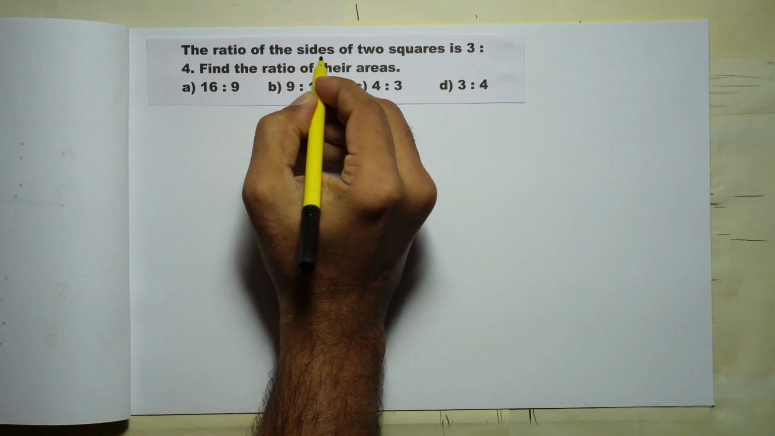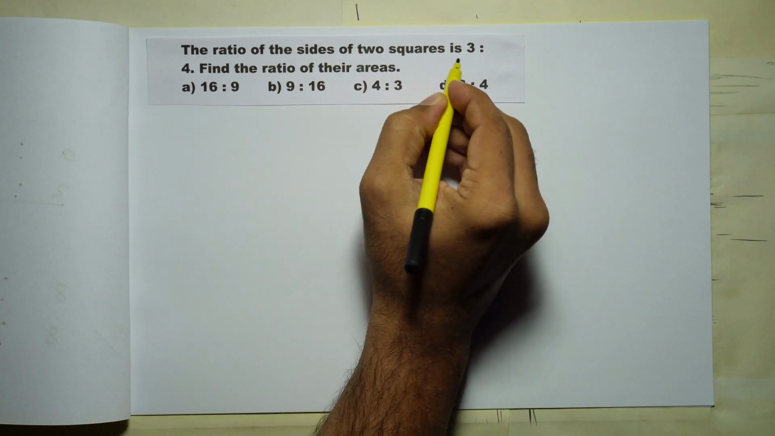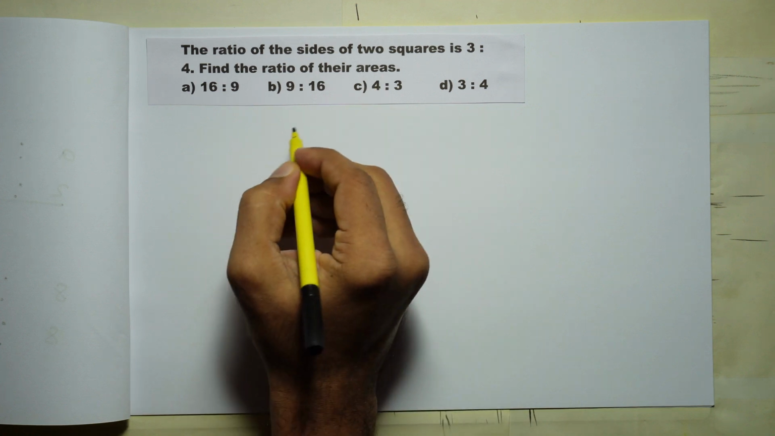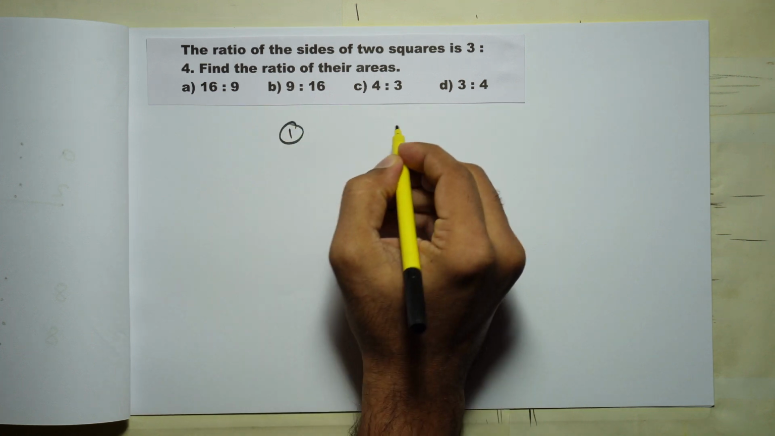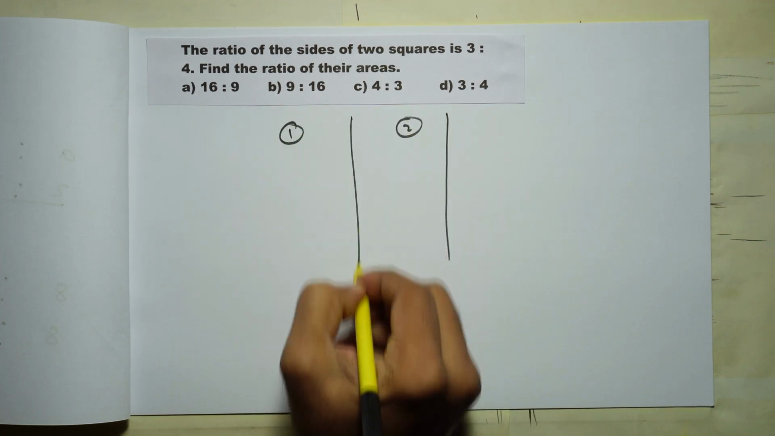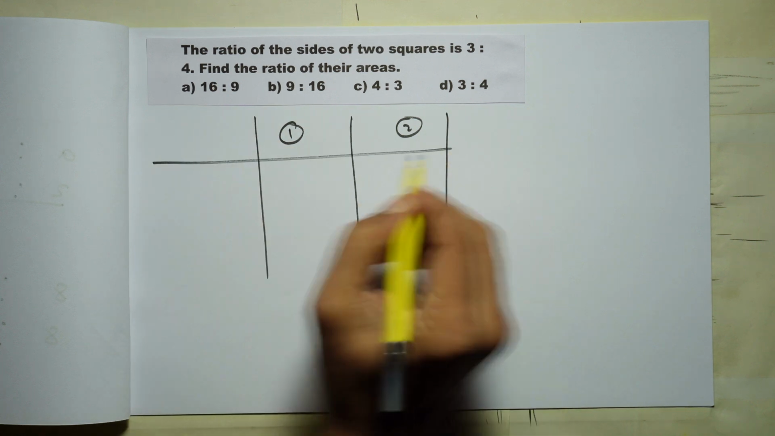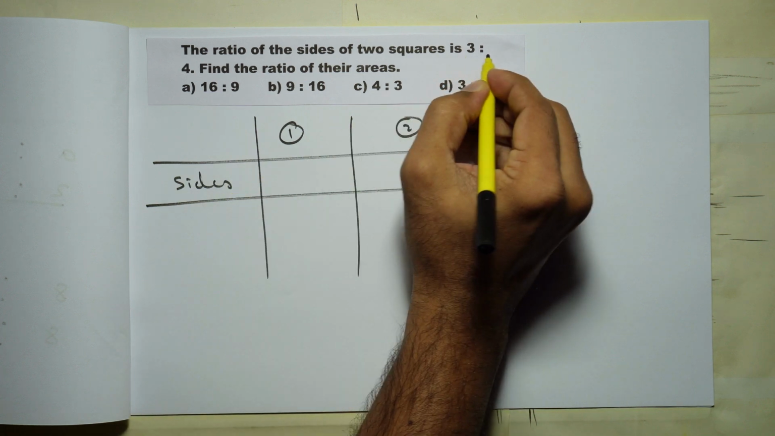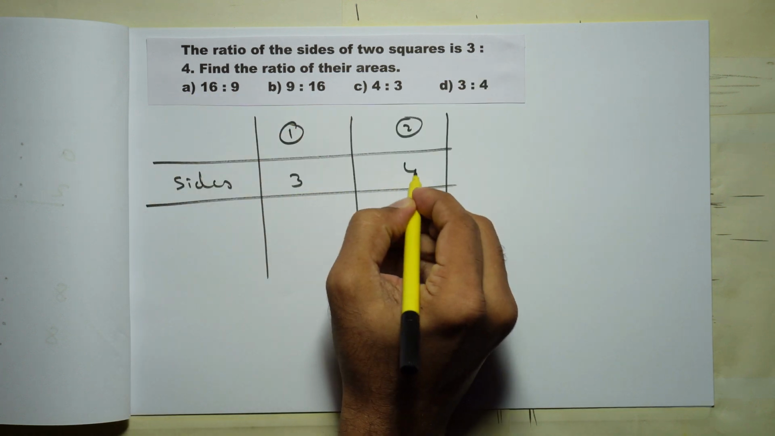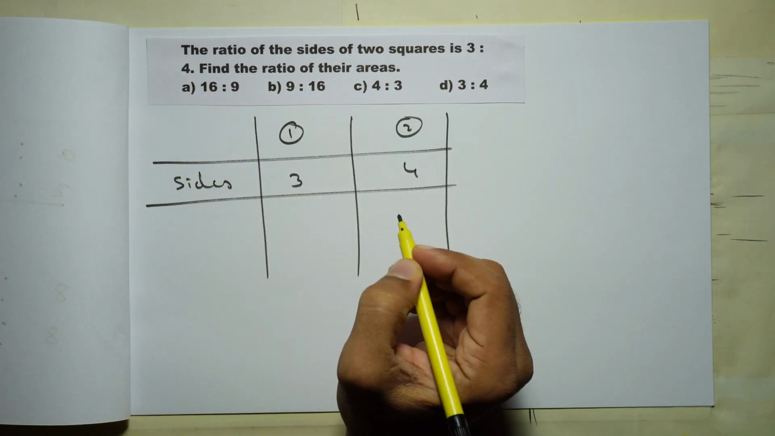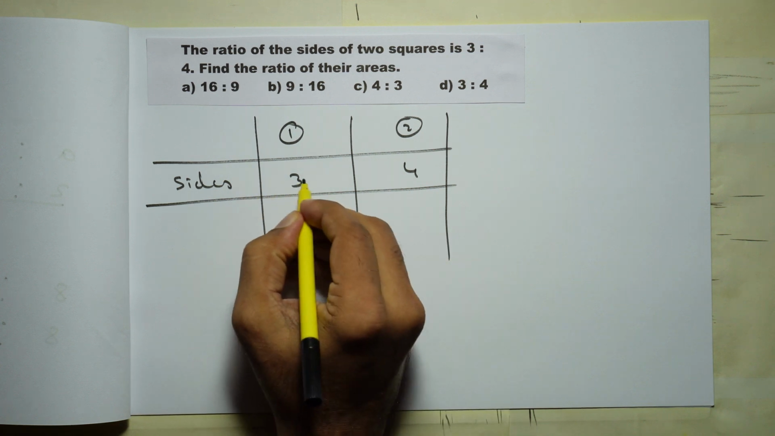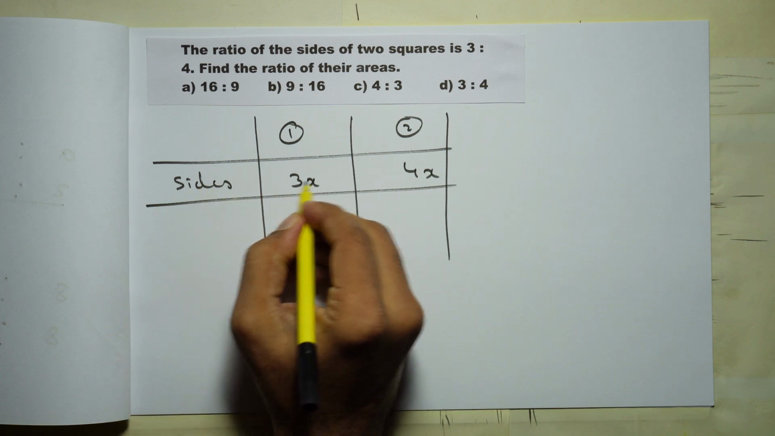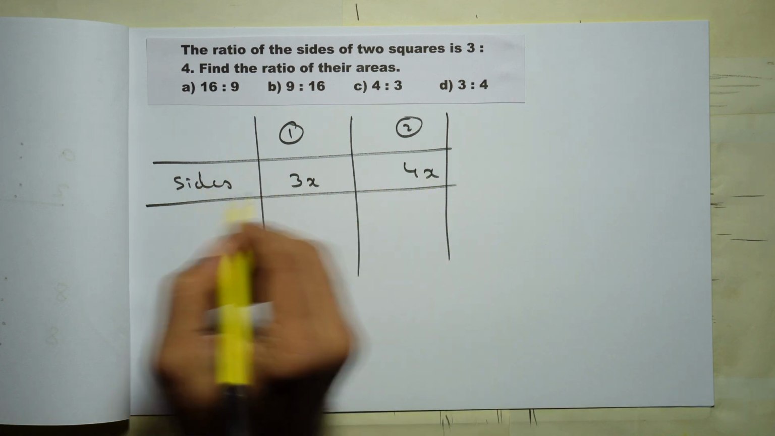The ratio of the sides of two squares is 3 is to 4. Find the ratio of their areas. So two squares are the square 1 and square 2. And their sides are in the ratio 3 is to 4. This is the ratio of their sides. So let us take their actual values to be 3x and 4x. So the sides, actual values are 3x and 4x.